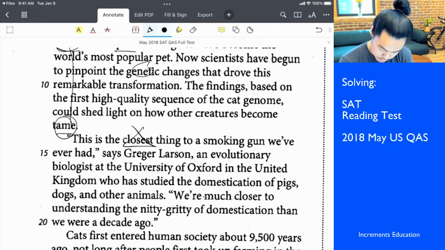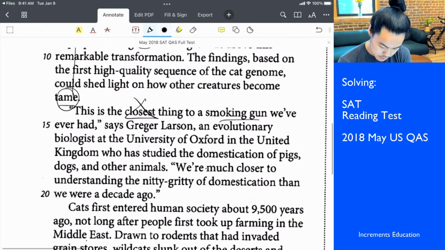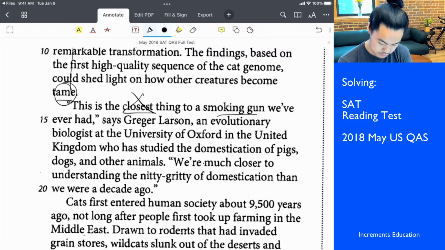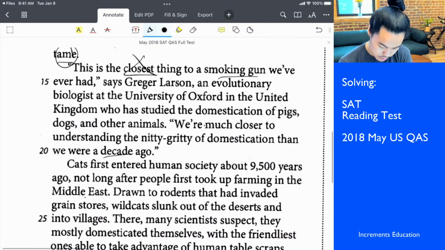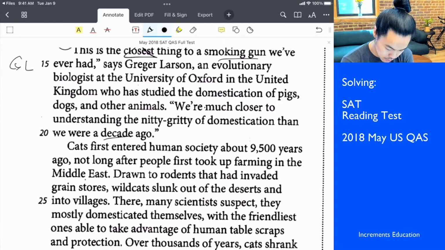This is the closest thing to a smoking gun we've ever had. Like, we have the best circumstantial evidence possible. Compared to a decade ago, okay, we're much better. This is GL speaking. We're at 2430.